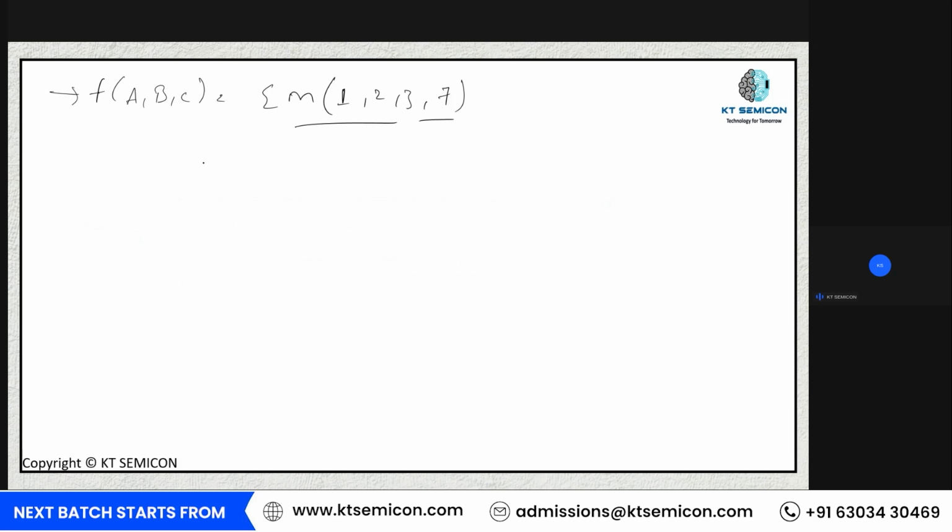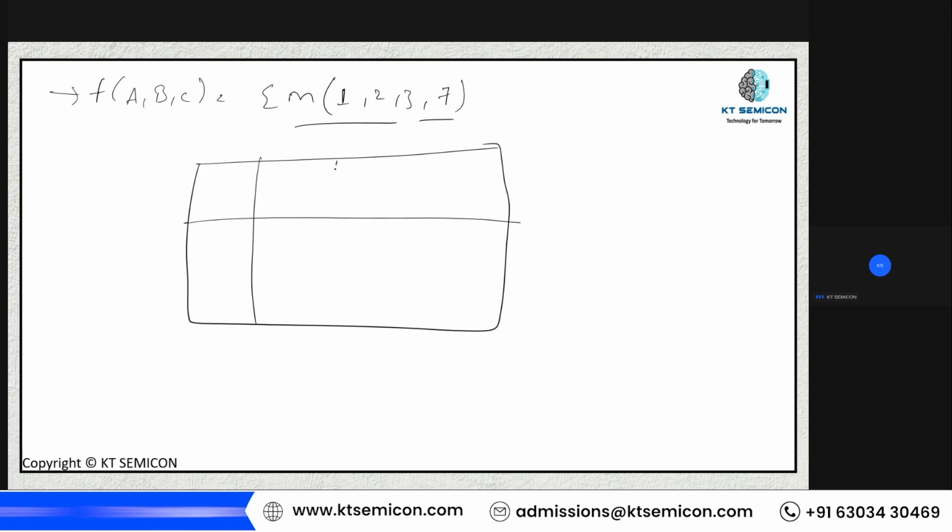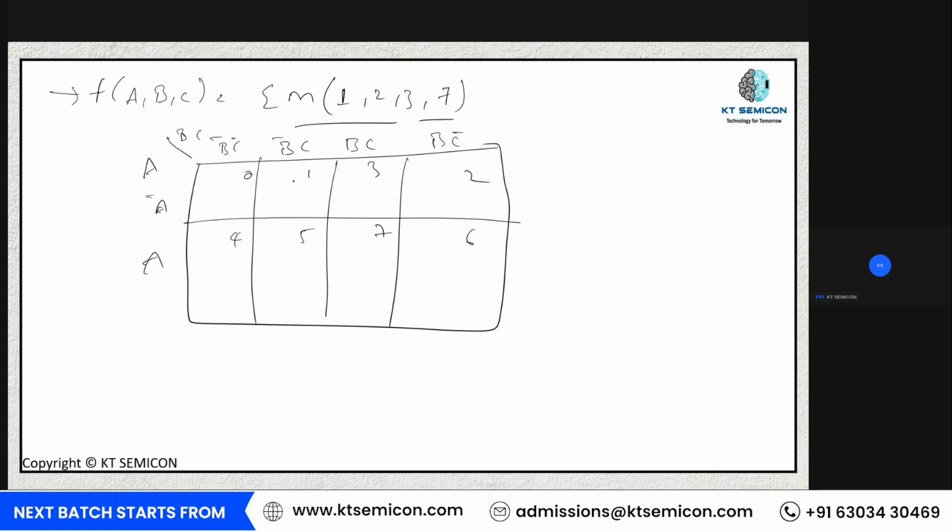First of all, let us try to draw the K-map for this. So this is my K-map. A, B, C, B bar C bar, B bar C, B C, and B C bar, A bar and A. 0, 1, 3, 2, 4, 5, 7, 6. Okay, 1, 2, 3, and 7. So I have mapped my minterms over here.